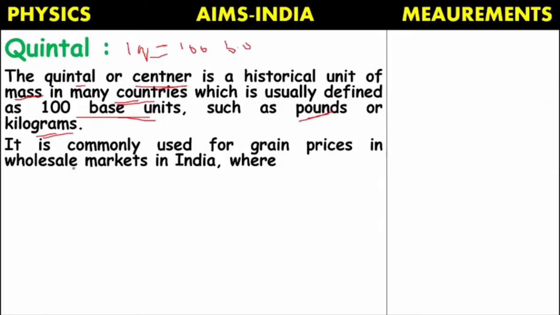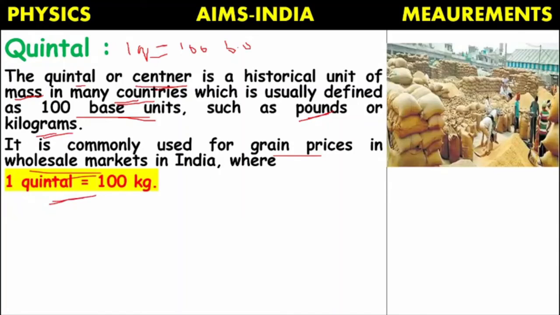So it is used commonly for grain prices in wholesale market in India, where 1 quintal equals 100 kilograms. So in the wholesale markets, while measuring the grain prices, they will measure in terms of quintals. So 1 quintal equals 100 kgs.